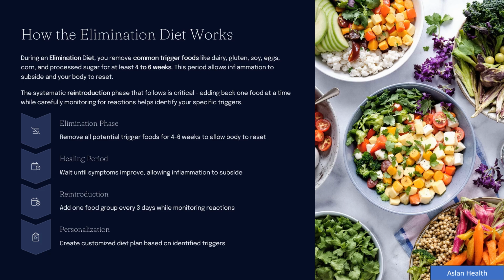The purpose is 4 to 6 weeks to allow your body, and your immune system in particular, an opportunity to reset, no longer putting those things in front of your immune system for evaluation and reaction. Then wait until those symptoms improve or resolve, allowing the inflammation that's triggered by that to subside, and then add one food group, one specific item, back in every few days and monitor for reaction or response.